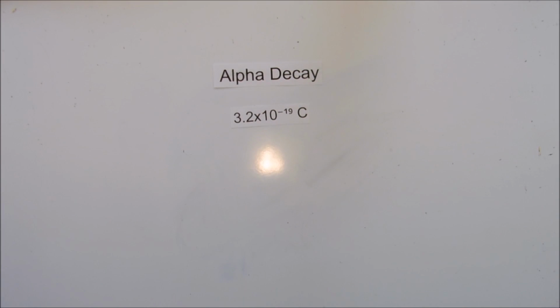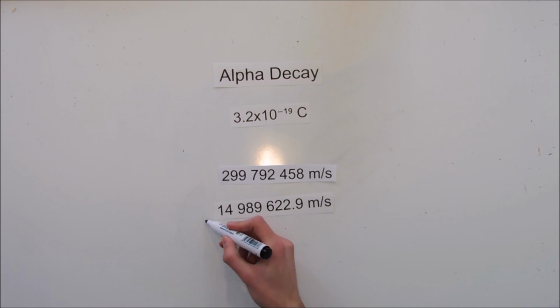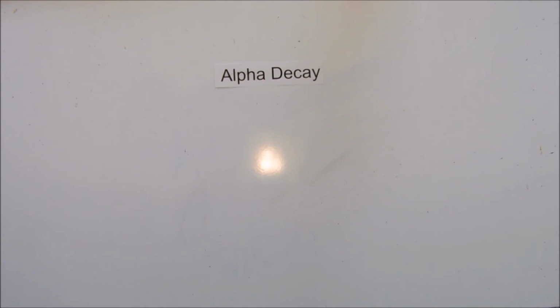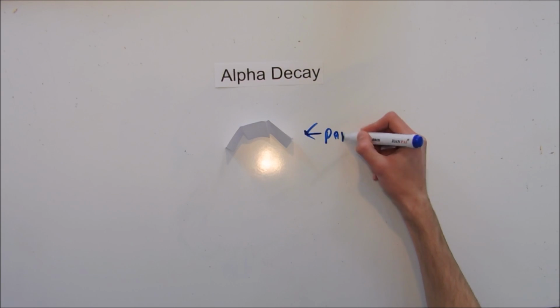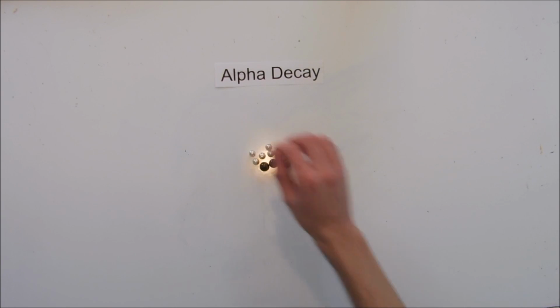The alpha particle has a charge of 3.2 times 10 to the negative 19 coulombs and travels at 14,989,622.9 meters per second, or roughly 5% the speed of light. Alpha particles have a very low penetrating power and can be absorbed by thin sheets of paper. They can also travel only a few centimeters through the air due to molecular collisions.